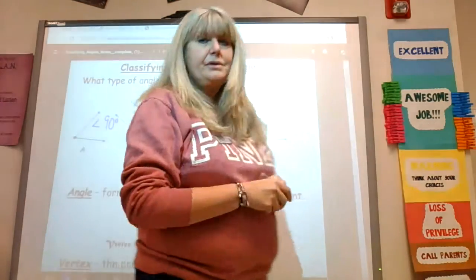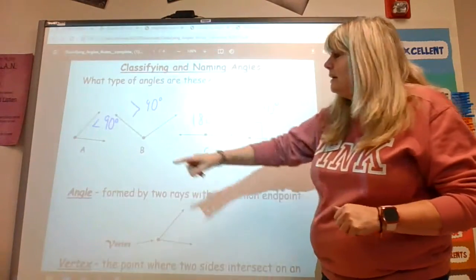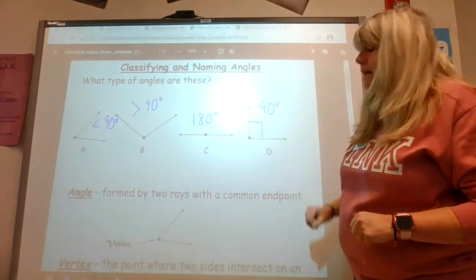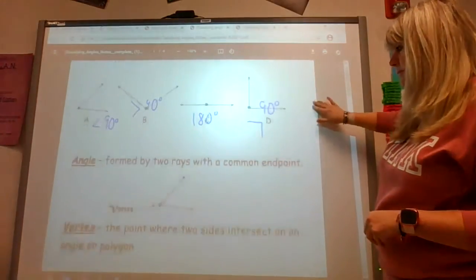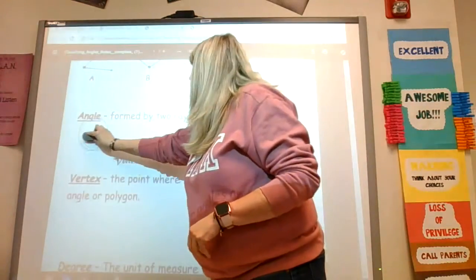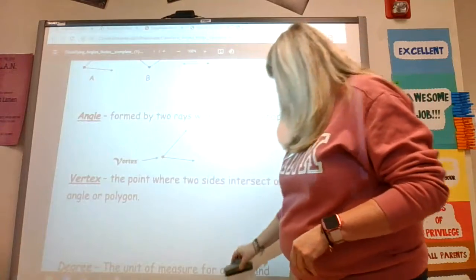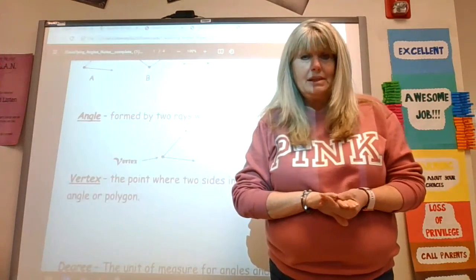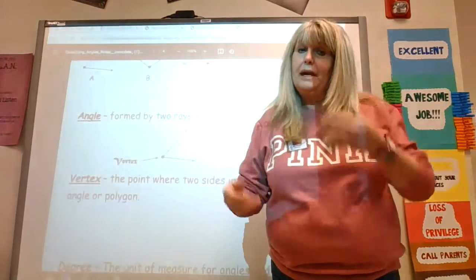So those are the angles that we're going to be talking about today. Acute, obtuse, straight, and right. So we said angles are formed when two rays have a common endpoint. Angles are also formed in any of the polygons that we see or triangles, and we'll talk about that at a later date.